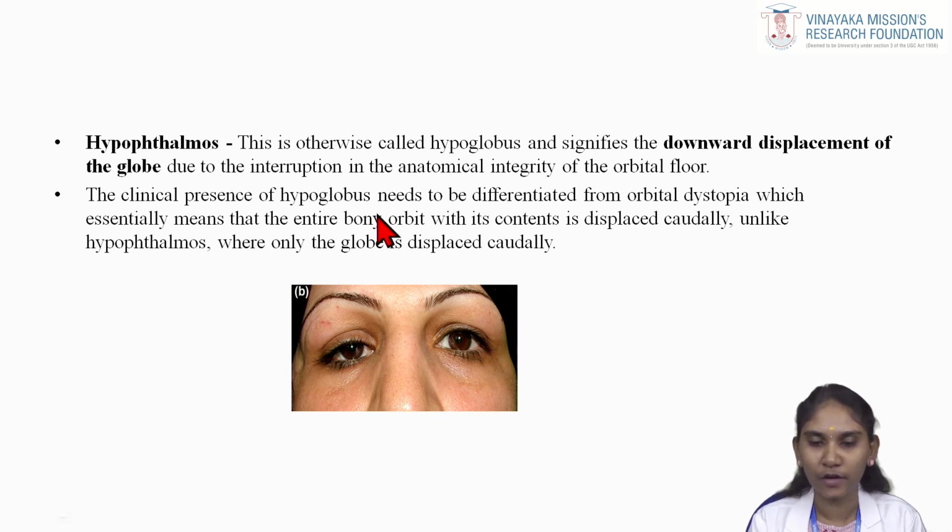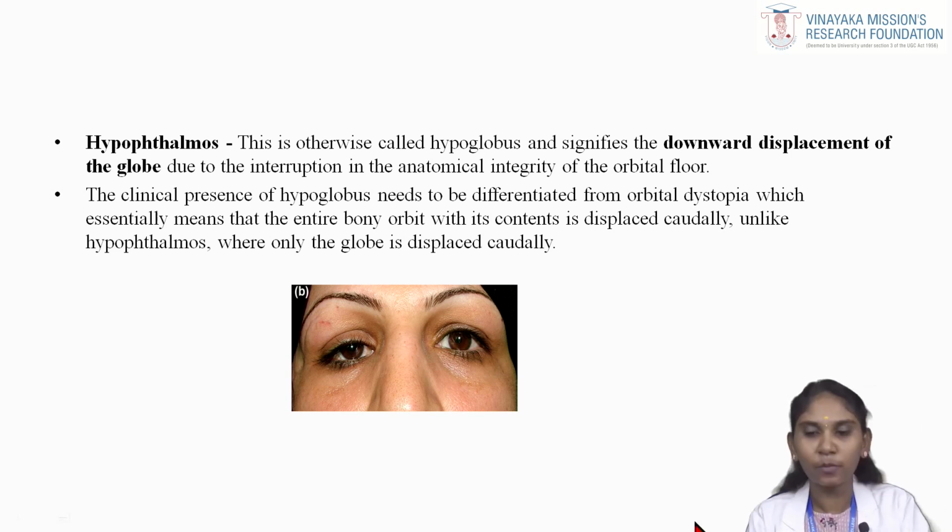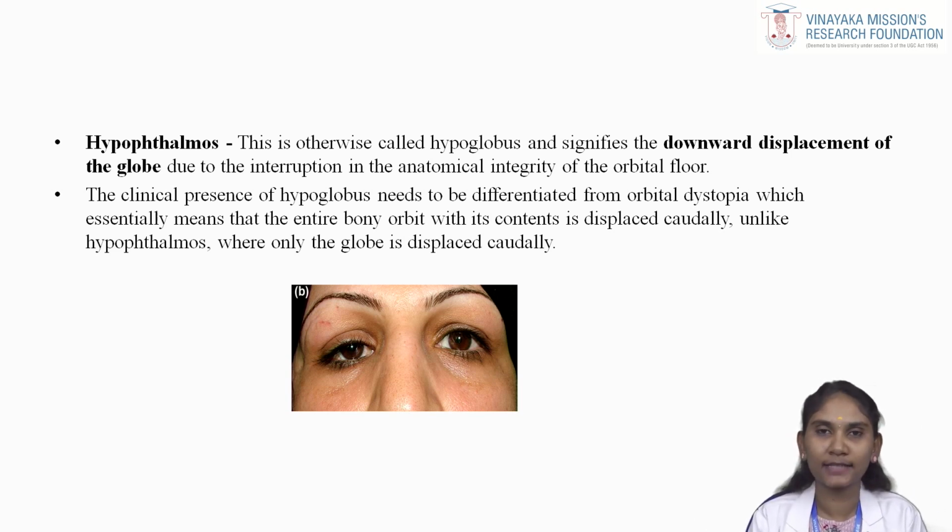So the clinical presence of hypoglobus needs to be differentiated from orbital dystopia, which essentially means that the entire bony orbit with its contents is displaced caudally, unlike hypoglobus, whereas only the globe is displaced caudally. So what is orbital dystopia? Orbital dystopia is when the eyes will not be in the same line.